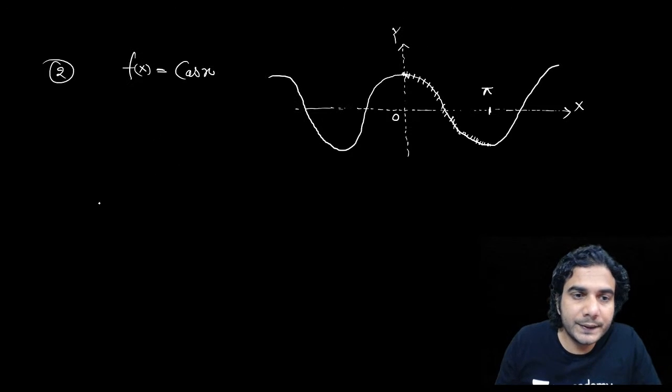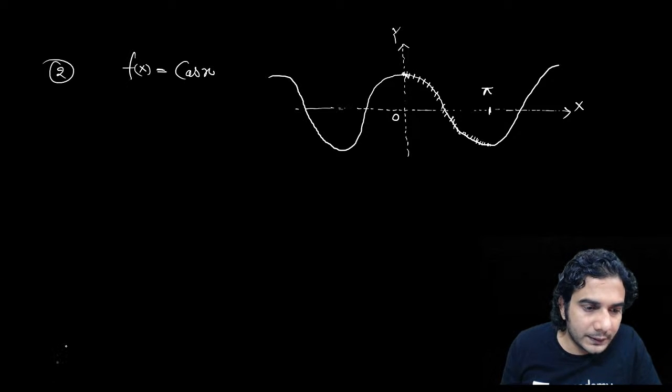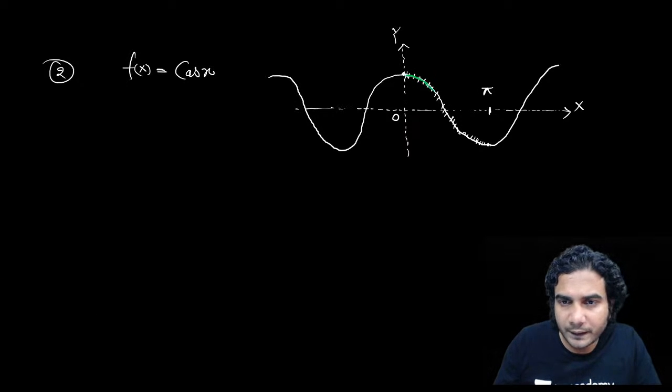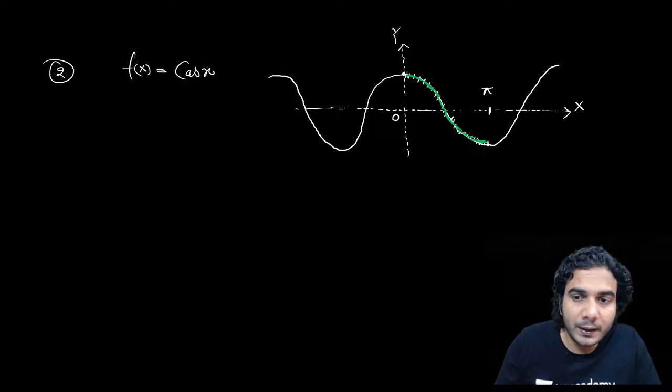Okay, so in 0 to pi, you can see this function is decreasing. When a function is increasing, its inverse will also increase. One important point, I'm just mentioning it here: when a function is decreasing, its inverse will always decrease.